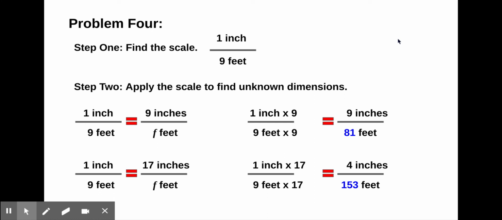Again, notice how everything is starting with that scale. 1 inch equals 9 feet. Well, here we get the final dimensions here, right? 1 inch equals 9 inches. So 1 times 9 is 9. So guess what? 9 times 9, 81 feet. So there's one of the dimensions. Okay, 1 inch equals 17 inches. Well, we're going to multiply 1 times 17 to get that 17 inches, right? So we have to multiply the 9 times 17. 9 times 10 is 90. 9 times 7 is 63. 63 plus 90, 153 feet. Again, breaking it down. So our final answer, 81 feet by 153 feet.